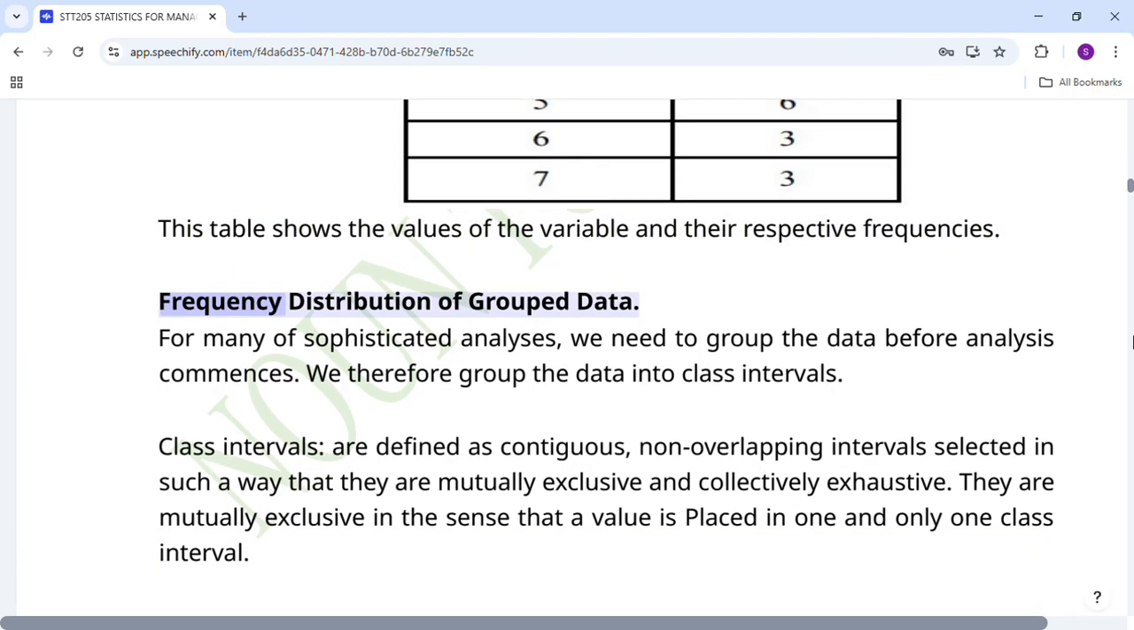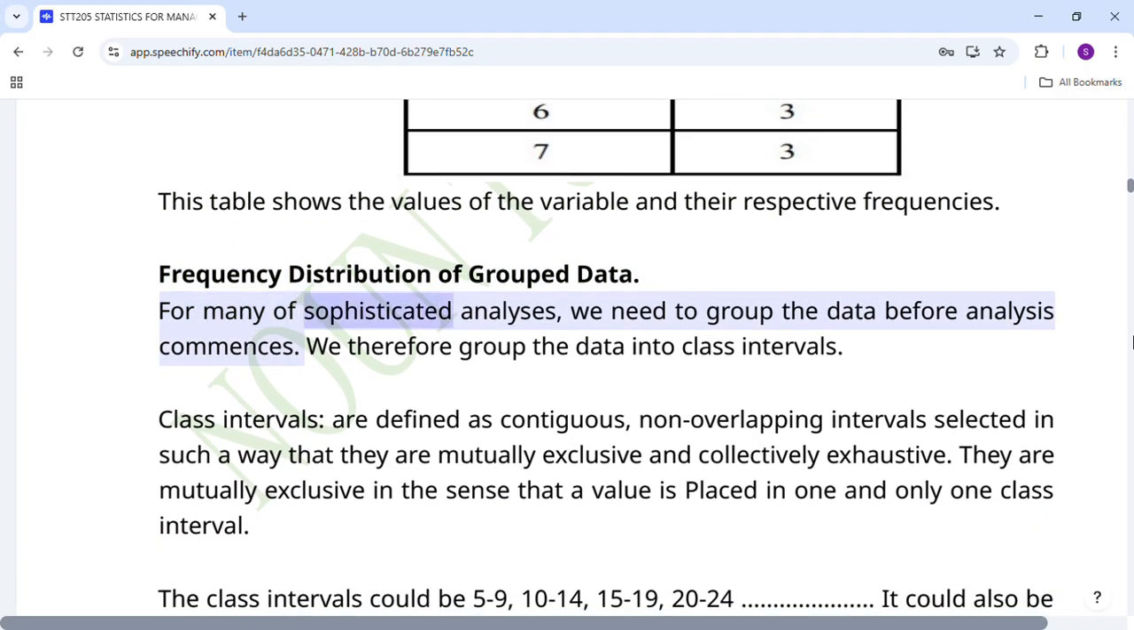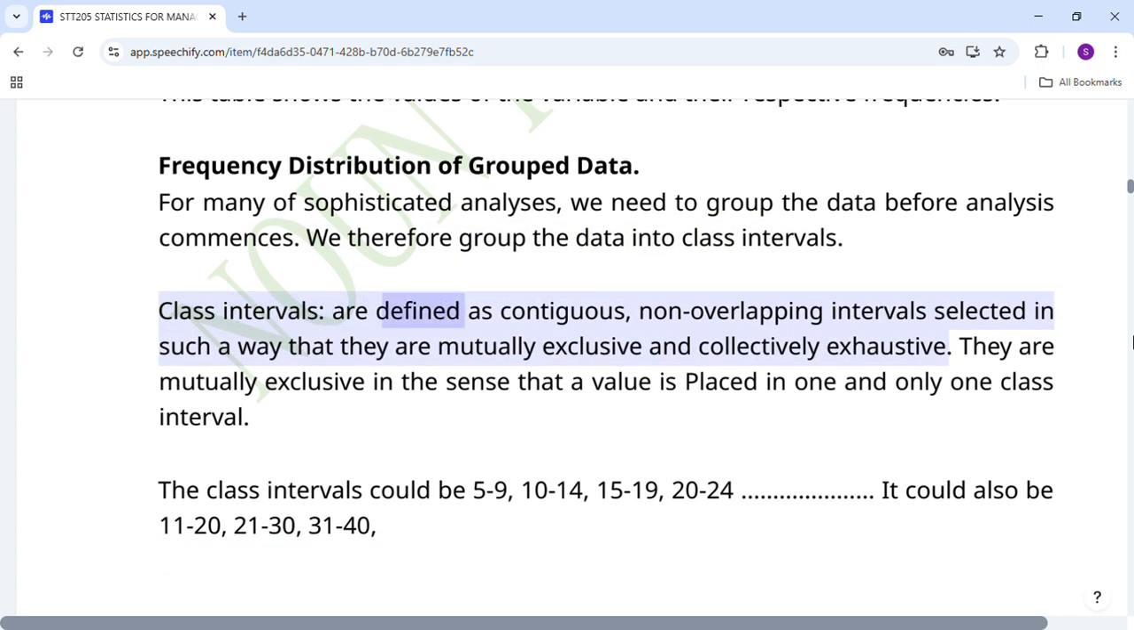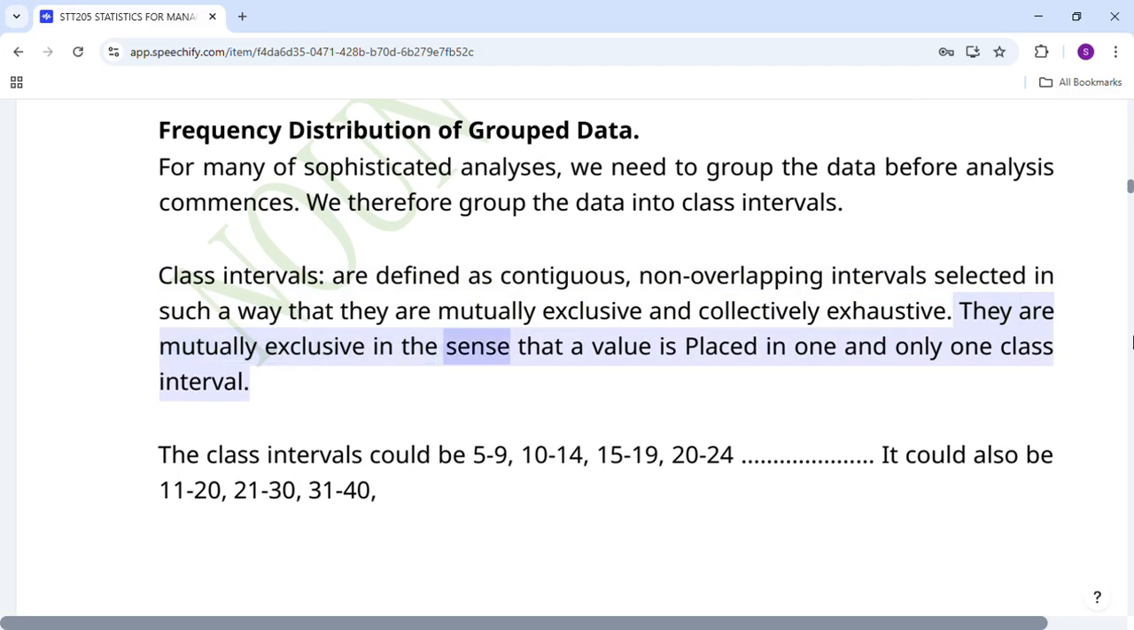Frequency distribution of grouped data. For many sophisticated analyses, we need to group the data before analysis commences. We therefore group the data into class intervals. Class intervals are defined as contiguous, non-overlapping intervals selected in such a way that they are mutually exclusive and collectively exhaustive. They are mutually exclusive in the sense that a value is placed in one and only one class interval.